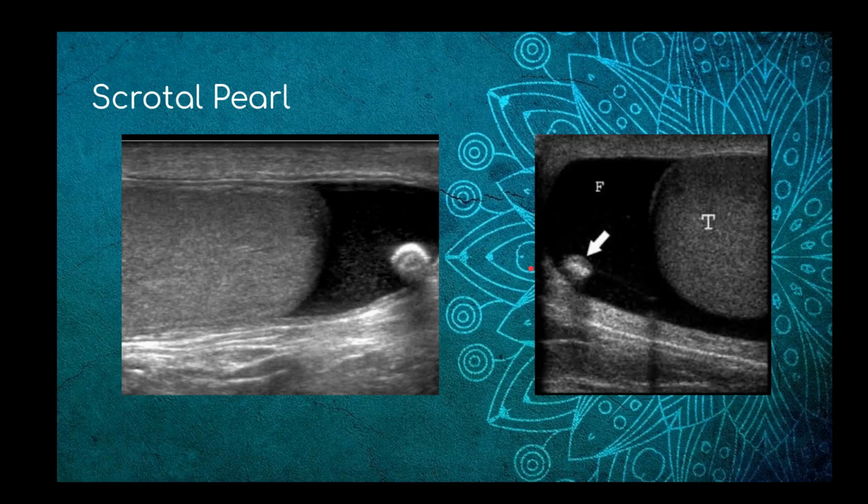Scrotal pearls then are a thing that we see as well. We talked about the epididymal or testicular appendages. If those torse and lose blood flow, then they're going to die off. And then they just usually kind of fall off the testicle. And then as they roll around, they become calcified over the years, and then we can see them. So these scrotal pearls are what once were appendages. They become calcified. They're mobile echogenic balls within the scrotum.